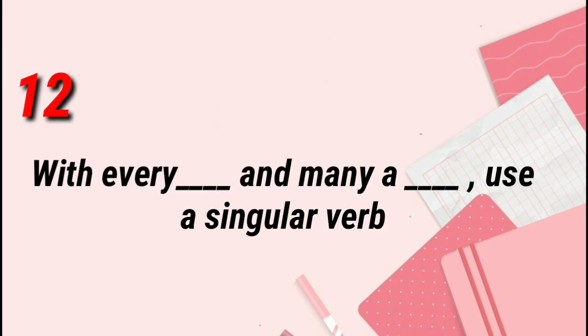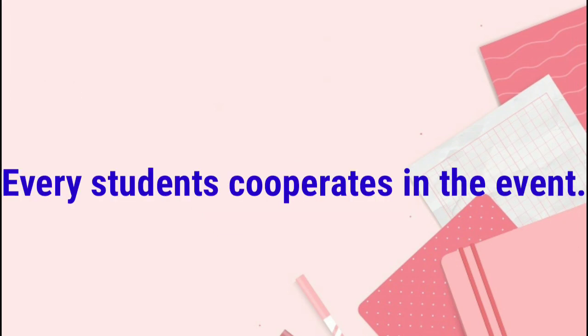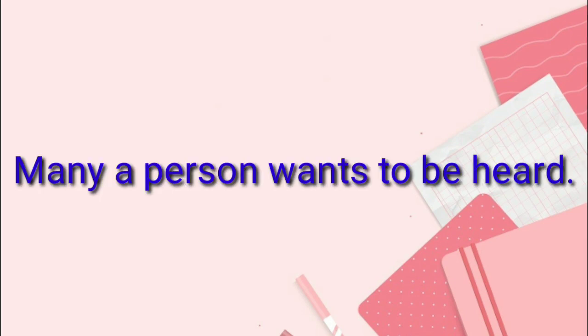So now we're down into our last rule, which is with every blank and many a blank, use a singular verb. For example, every student cooperates in the event. The subject uses every, so it takes a singular verb. Second example, many a person wants to be heard. The subject uses many a, so it takes a singular verb.